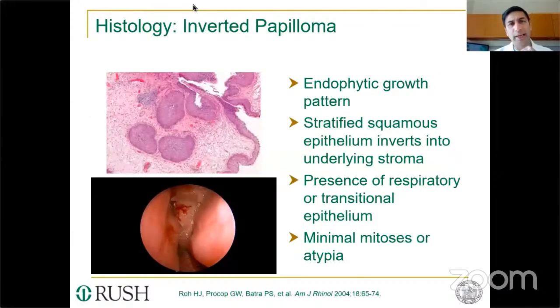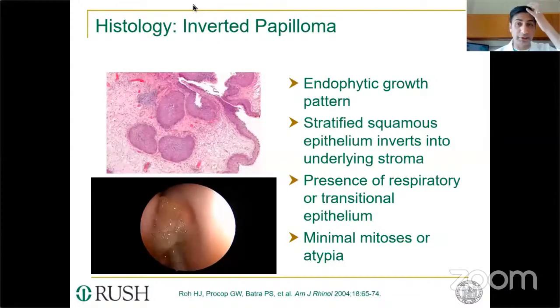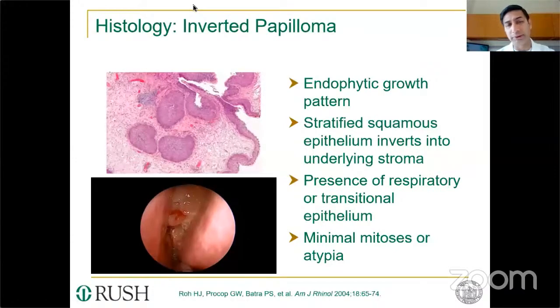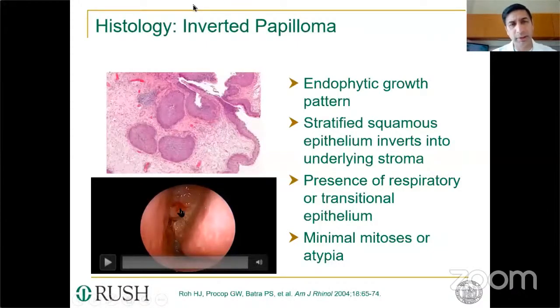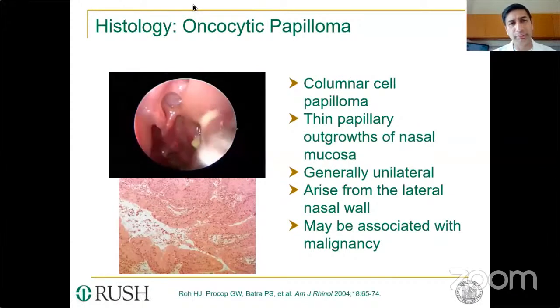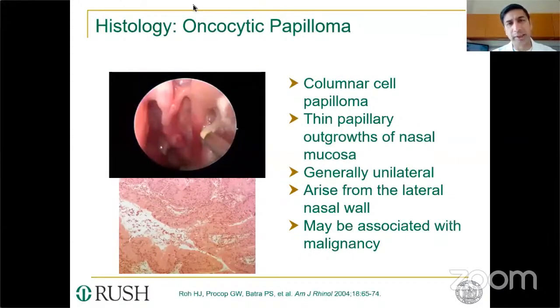Now, contrast that to inverted papilloma, where you don't see an exophytic, but instead an endophytic growth pattern, where you can see here, this is actually growing into the underlying connective tissue core. It is also a stratified squamous epithelium. You can sometimes see respiratory or transitional epithelium, which can actually throw off the pathologist. And then typically you see minimal mitoses or atypia, just showing you a very classic example of an inverted papilloma, and I'll show you many of those endoscopic images throughout the talk.